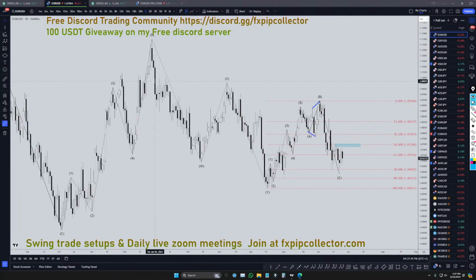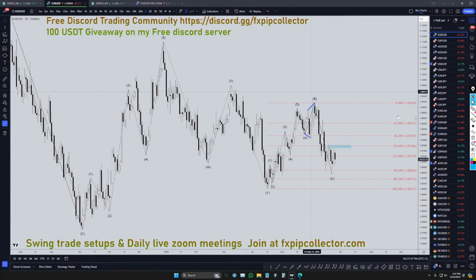And I do have an alternative count, which I'm starting to share with people a little bit now, which I've been keeping in mind for quite a while, which is that this is potentially not a WXY right here, and potentially this is another flat. Now, we see these flat patterns a lot lately. It seems like flats are way more common than they used to be.